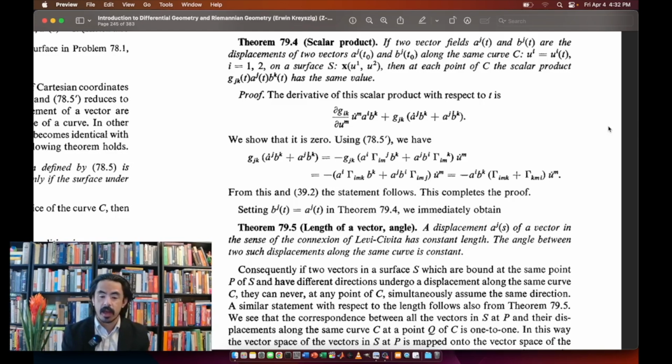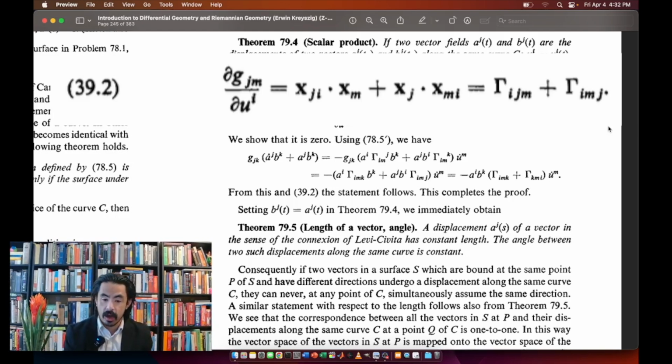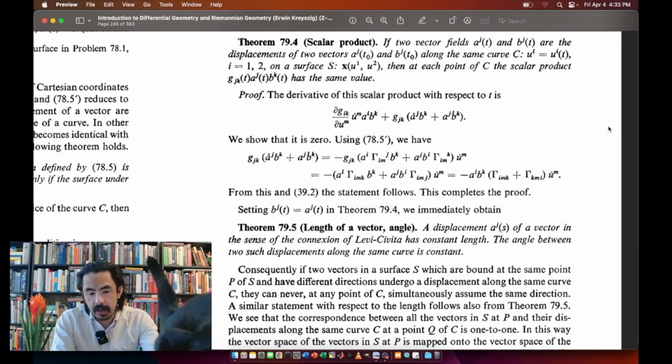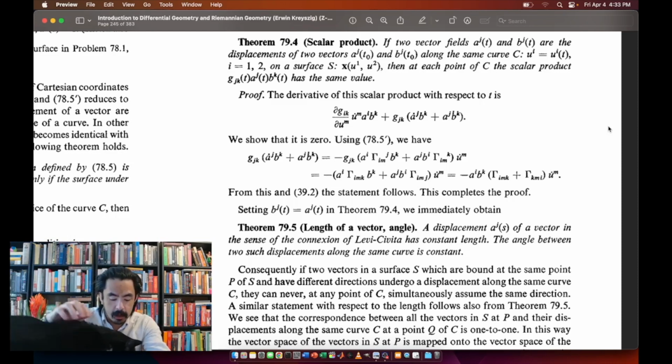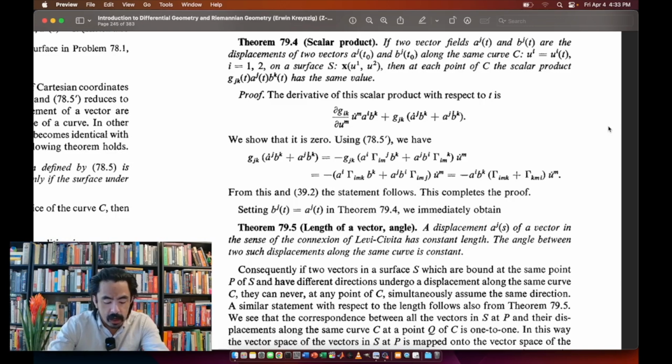From this and another statement which is on screen now, 39.2, the statement follows and this completes the proof. Setting b^j(t) equal to a^j(t) in the previously stated scalar product theorem 79.4, we immediately obtain theorem 79.5, which is about the length of a vector and angle with respect to the connection of Levi-Civita here.